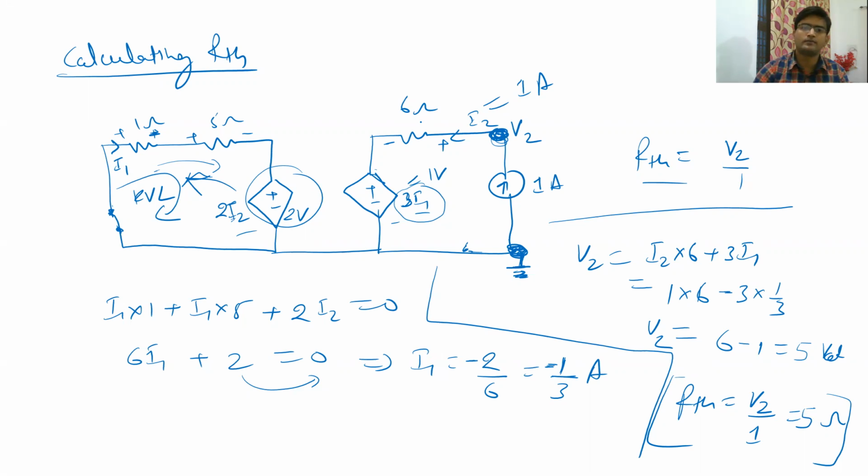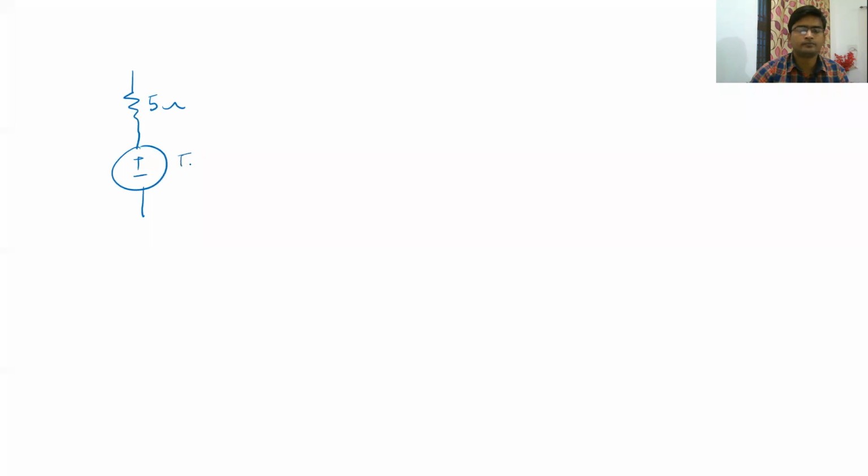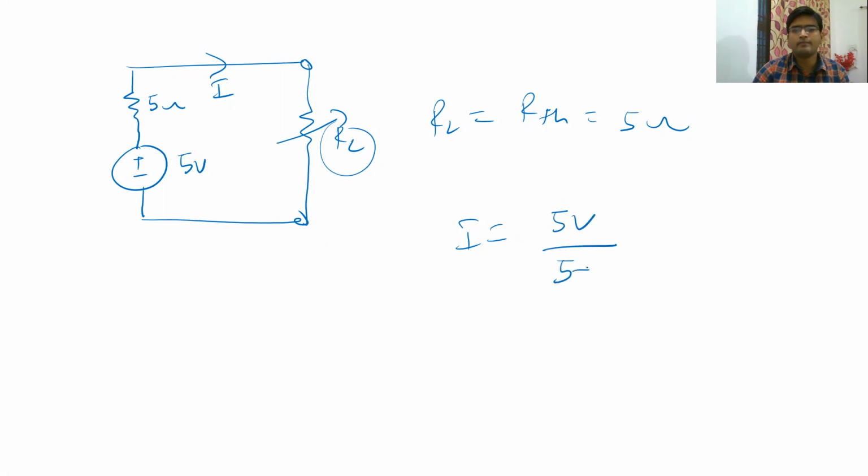Now let's draw the final circuit. So we will have RTH, which is 5 ohm. Then we already calculated VTH. And what was the value of VTH? It was also 5 volt. And you know that for maximum power transfer, the value of RL should be equal to RTH, which is 5 ohm. So this also will be 5 ohm. So the final current flowing in this circuit will be 5 volt divided by 5 plus 5, which is equal to 0.5 ampere.